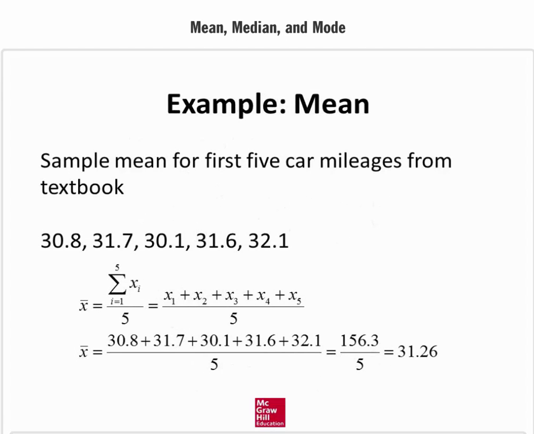Here, we calculate the sample mean for the first 5 car gas mileages from the textbook. We add them up and get a total of 156.3, and dividing by 5, we get the sample mean of 31.26. Of course, we are likely to obtain a more accurate point estimate of the population mean by using all of the available sample information.